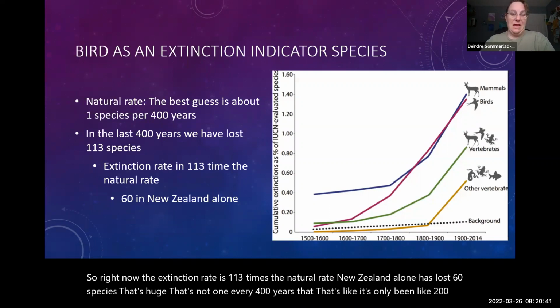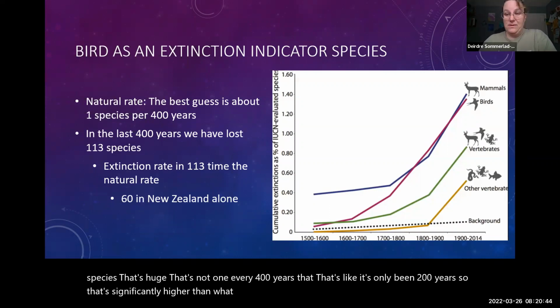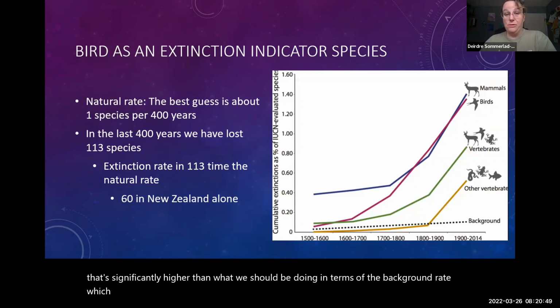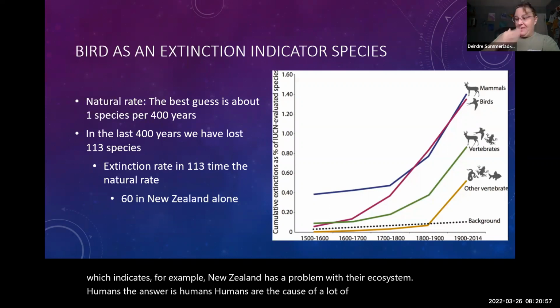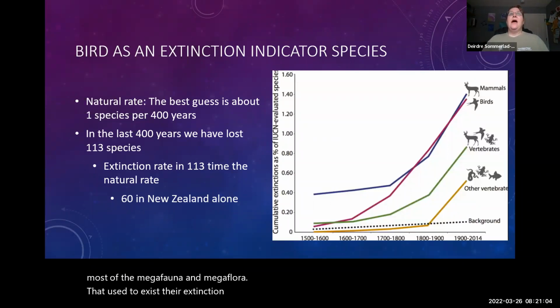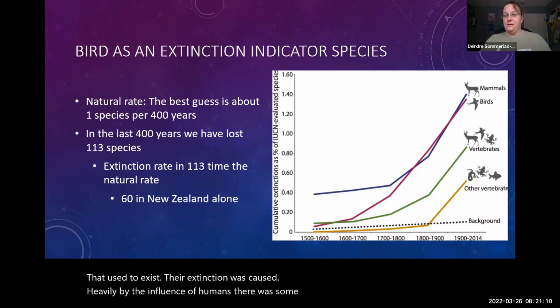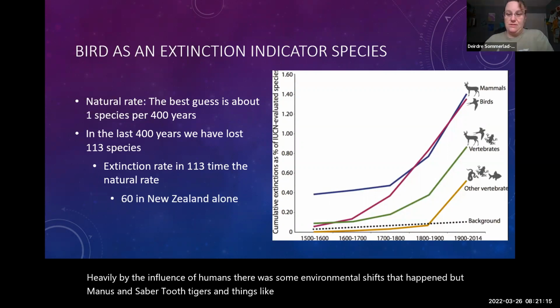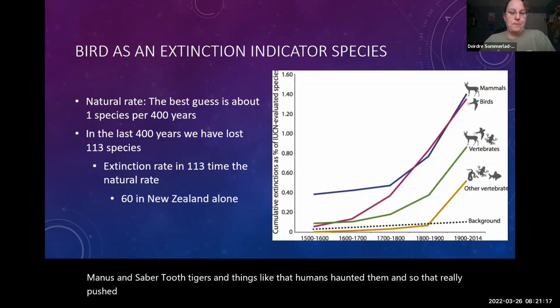So that's significantly higher than what we should be seeing in terms of the background rate, which indicates, for example, New Zealand has a problem with their ecosystem. Humans, the answer is humans. Humans are the cause of a lot of extinctions. We know that most of the megafauna and megaflora that used to exist, their extinction was caused heavily by the influence of humans. There were some environmental shifts, but mammoths and saber-toothed tigers and things like that, humans hunted them. And so that really pushed them towards extinction.